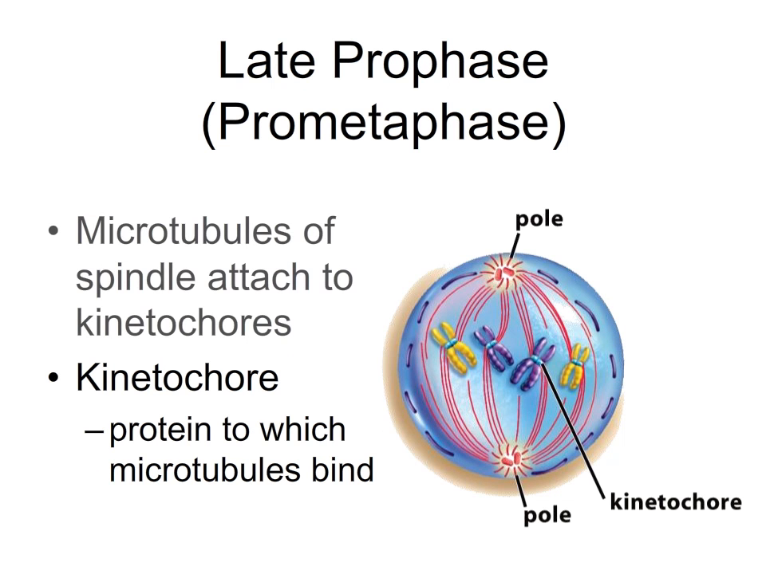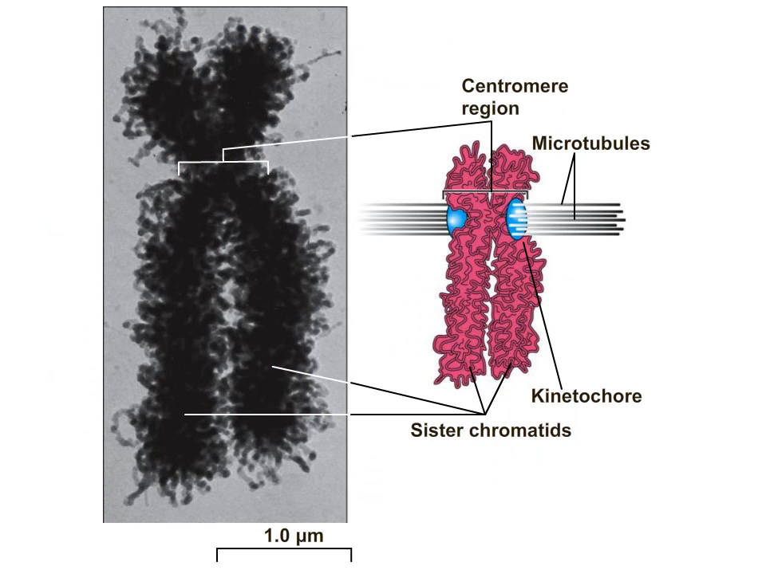During the last part of prophase, sometimes referred to as prometaphase, the centrioles migrate to opposite poles of the cell as the microtubules attach to the chromatids. The microtubules attach to a specific protein complex on the chromatid called the kinetochore. As you can see from this diagram, associated with each centromere of the duplicated chromosome is the kinetochore, which serves as the microtubule attachment site.